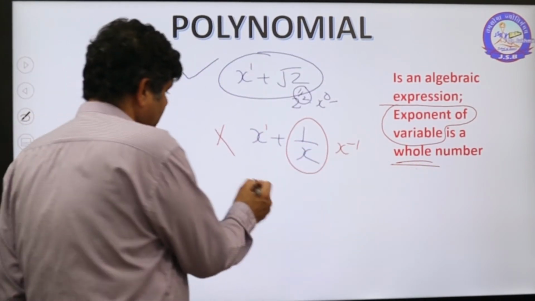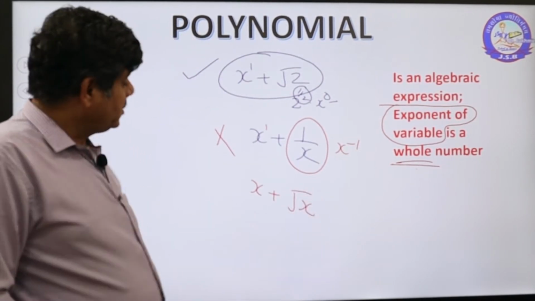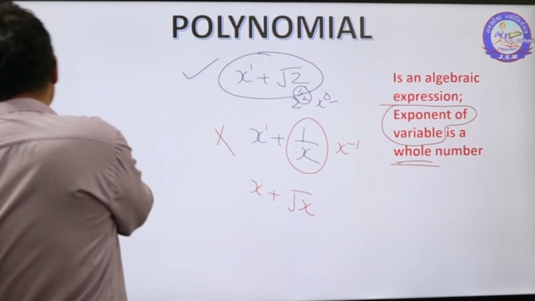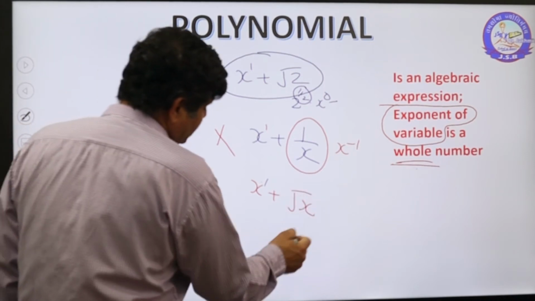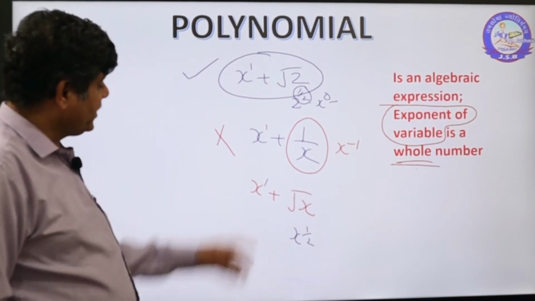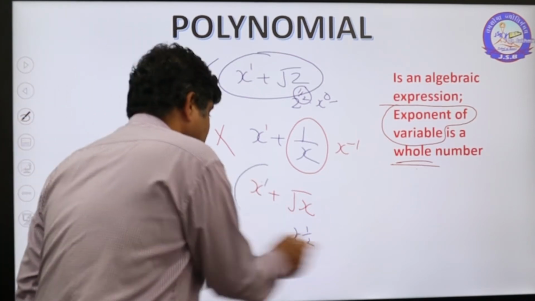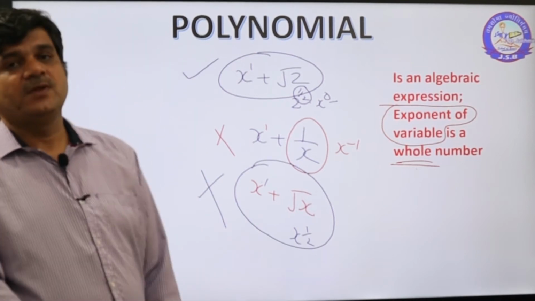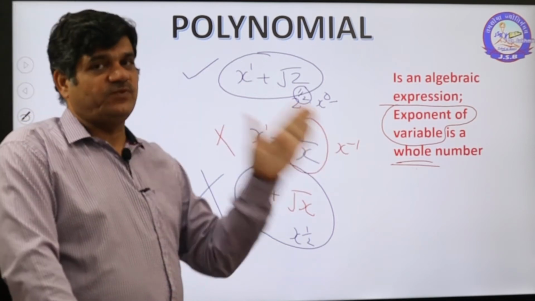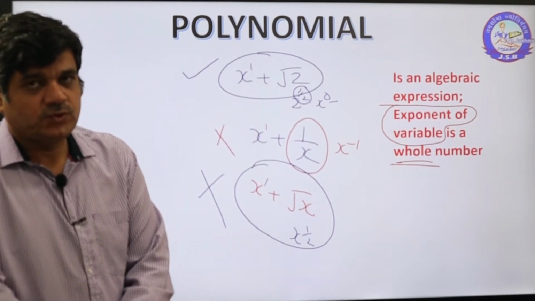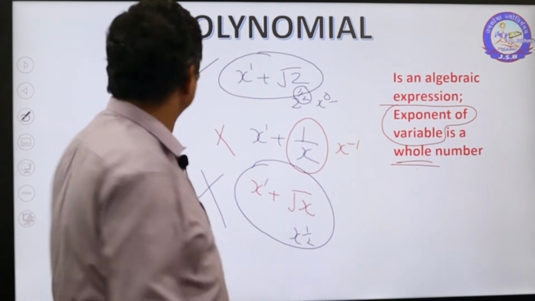For example, I have x plus root x. Is it a polynomial? What is the exponent of x here? It's 1. What's the exponent of x here? Half. Is 1 a whole number? Yes. Is half a whole number? No. It means this is not a polynomial. You just have to look at the exponent of the variable to find whether it is a polynomial or not.